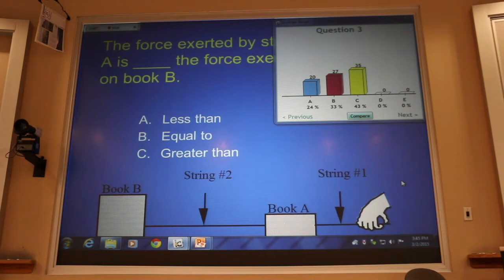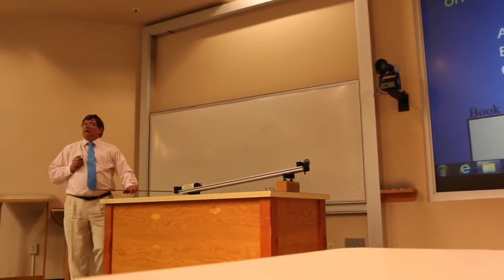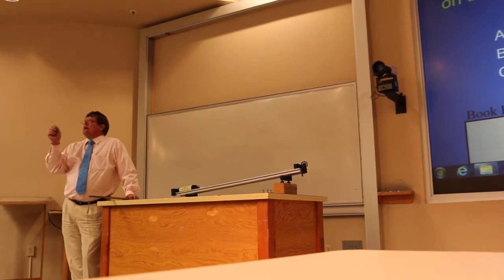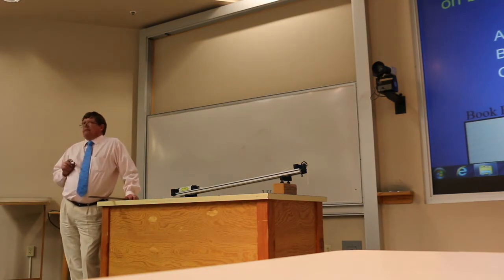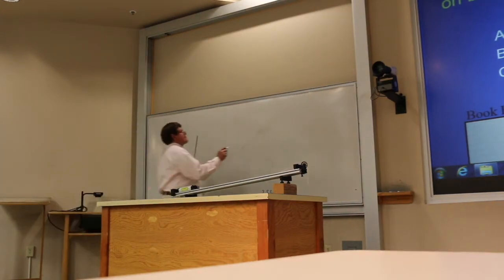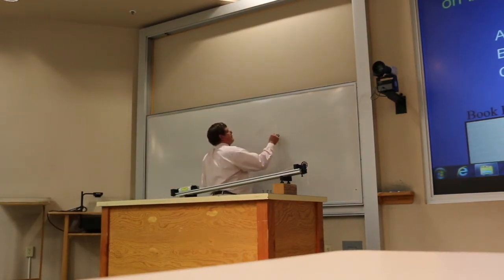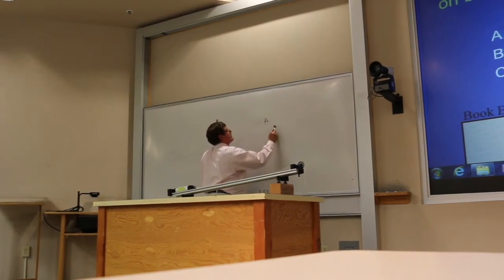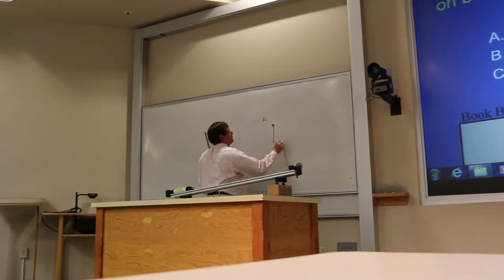Well, a free body diagram of what? Well, normally I'd draw a free body diagram of everything with mass. But in this case, I'm trying to compare the tension in string 1 to the tension in string 2. So it makes sense to draw a free body diagram that has both of those forces in it. Which book is acted on by both strings? A.